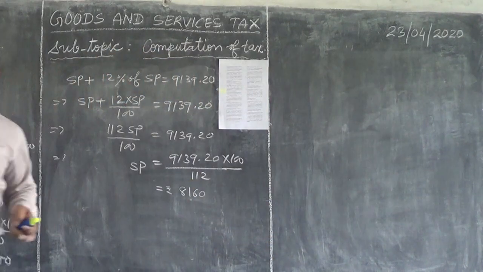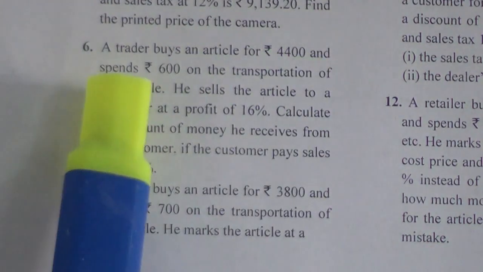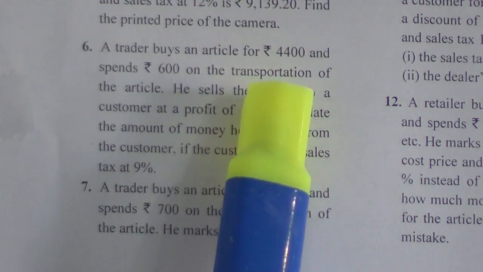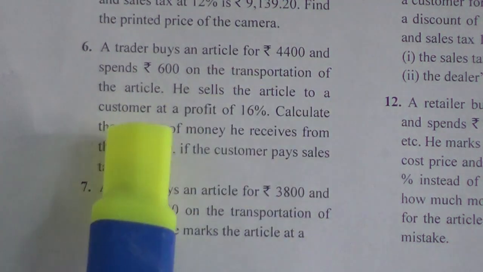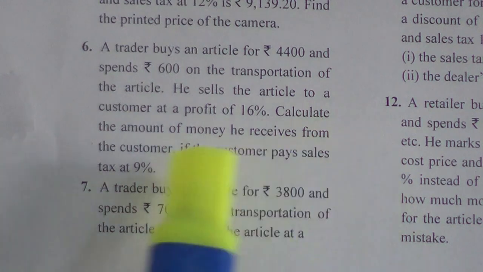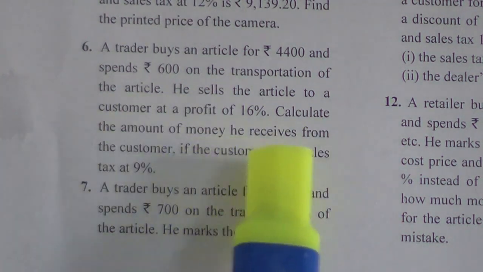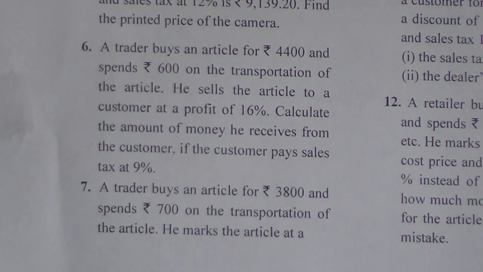So question number 6, let us read, children. Question number 6. If a trader buys an article for rupees 4,400 and spends rupees 600 on transportation of the article, he sells the article to a customer at a profit of 16%. Calculate the amount of money he receives from the customer if the customer pays sales tax at 9%.